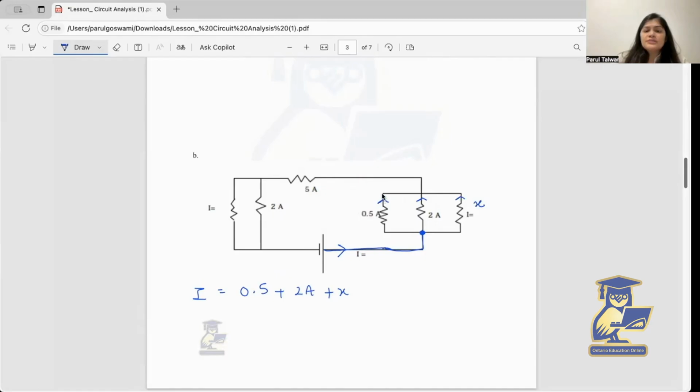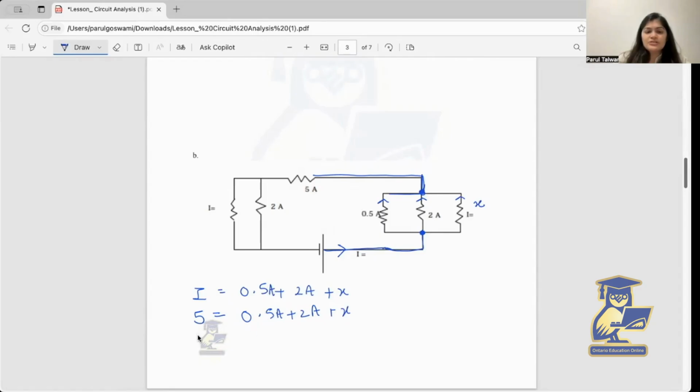Now, this 0.5 ampere will reach this junction, this 2 ampere will also reach this junction, and X will also reach this junction. So now these three currents will meet at the junction here and together go into this branch. And as you can see, the current here is 5 ampere. So again we can say that 0.5 plus 2 ampere plus X is the total current. So what's the total current here now? 5 ampere. So I can write I is 5. So 5 equals 0.5 plus 2 ampere plus X.